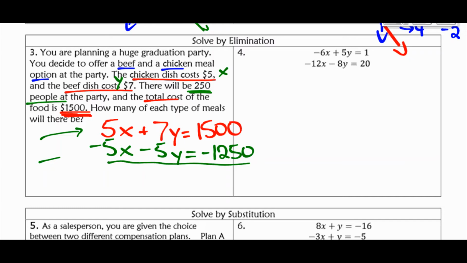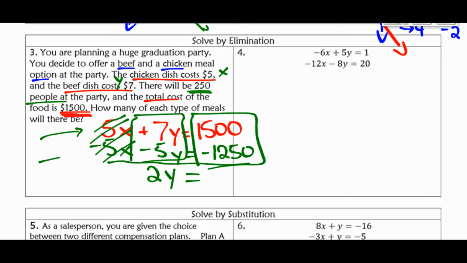The elimination step is about to happen. That's the whole reason I multiplied by the -5, so that I would be able to cancel out or eliminate one of my variables. Now I'm going to cancel out the 5x and -5x. I'm adding these together. I'm going to add those straight down and keep the equal sign right where it is. That gives me 2y equals 250. And one more step to solve for y. I divide by 2, that tells me 125.